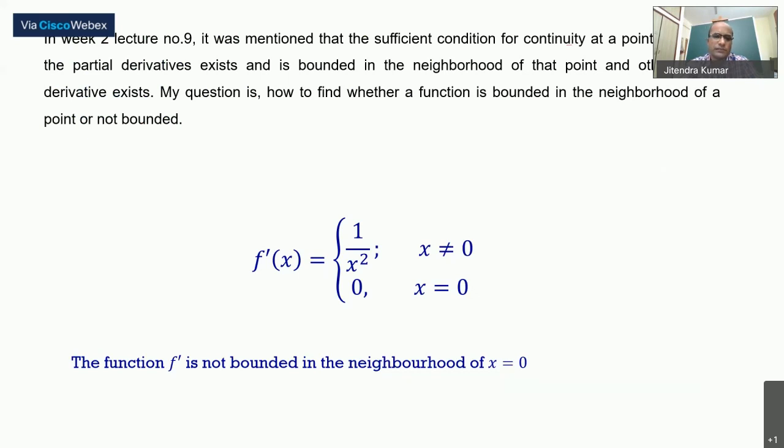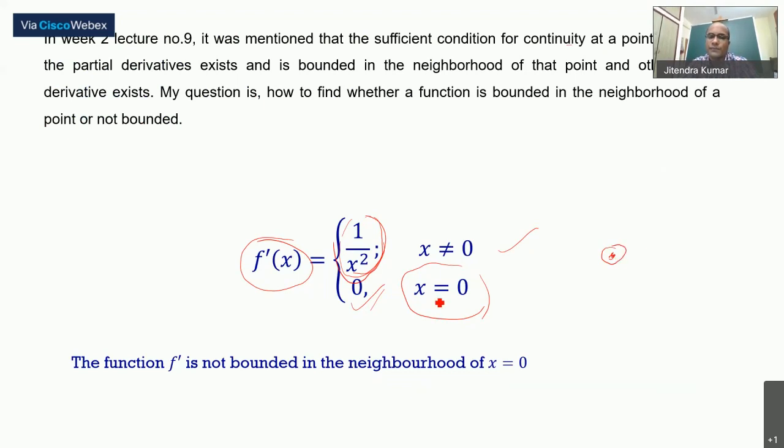For demonstration I have taken a very simple example: suppose the derivative is given as f'(x) = 1 over x square when x is not equal to 0, and the value of this derivative is 0 whenever x is equal to 0. If we look at what is happening to this function f' around x equal to 0, the value of the function is 0 at x equal to 0, but it is not bounded around x equal to 0. Whenever you leave 0 and go to a small value, you have to take some neighborhood, a number of points around x equal to 0.